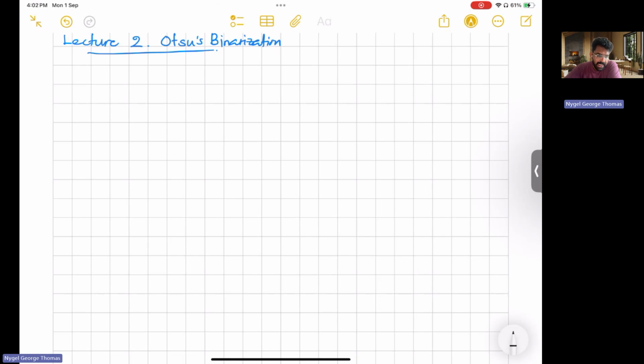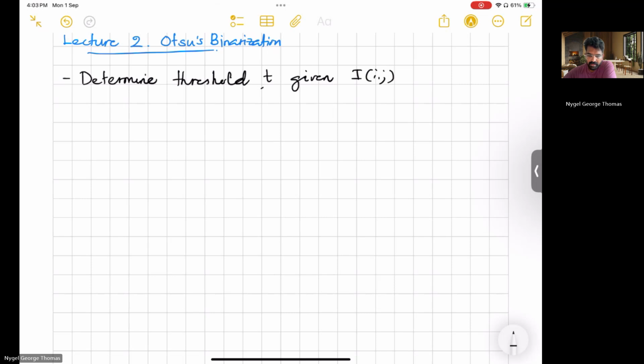Okay. Now we'll discuss Otsu's binarization technique, which is a way to determine the threshold T for binarization automatically. So what Otsu binarization does is determine threshold T, given the grayscale image, automatically.